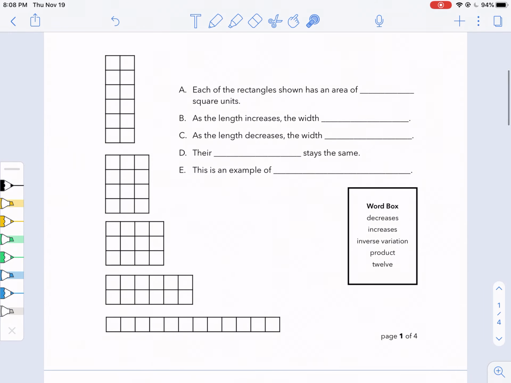We have 5 rectangles here. You'll notice the first one is 2 squares wide by 6 squares long, which means it has a total of 12 squares inside. This next rectangle is 3 squares wide and 4 squares long, which means it has a total of 12 squares inside.